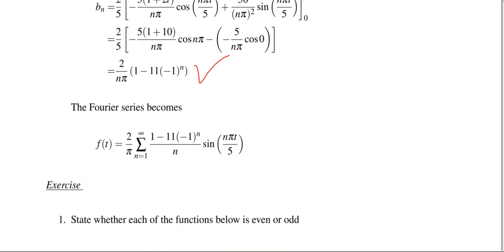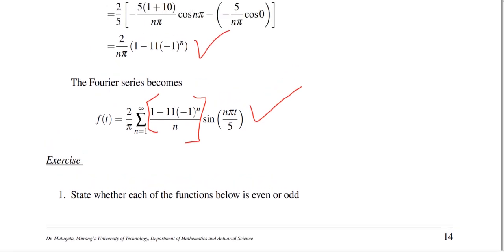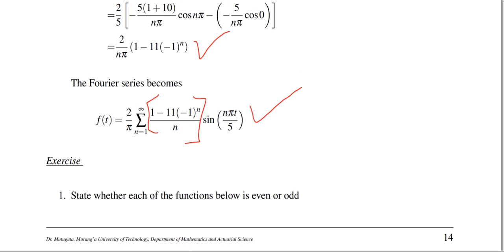We don't need here to find An or A0 because we know that their values were 0. So we only need Bn and substitute here, and we get our Fourier series representation. So the knowledge of whether the function is odd or even can really help in simplifying our work. The magnitude of the work that you do can really be reduced by knowing that the function is odd or the function is even.